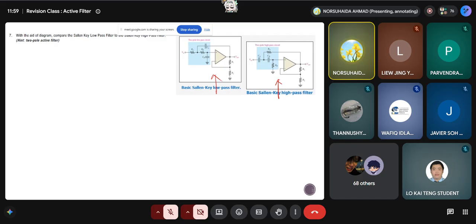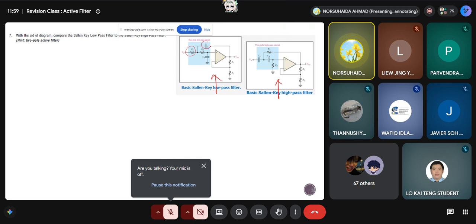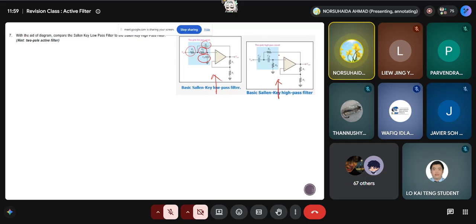The first one is two-pole. Low pass filter, the circuit will begin with the R. R, this is C, this is RB, this is CB. But for high pass filter, we begin with C. CA, RA, CB, RB, right? So this is one pole, this is another pole. So please memorize the circuit.